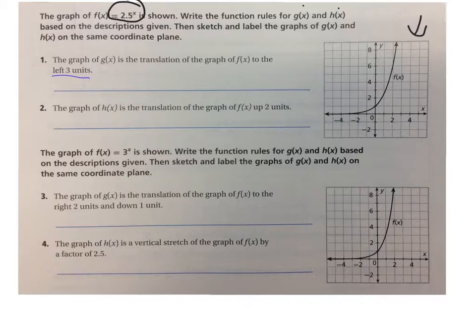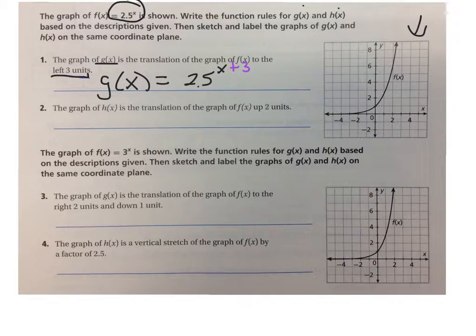Well, since we're using g of x here, g of x is translated to the left 3 units. So remember, that goes into the powers. So if we have 2.5 to the power of x, if it goes 3 units to the left, that means we put the opposite, which is plus 3, in the power.